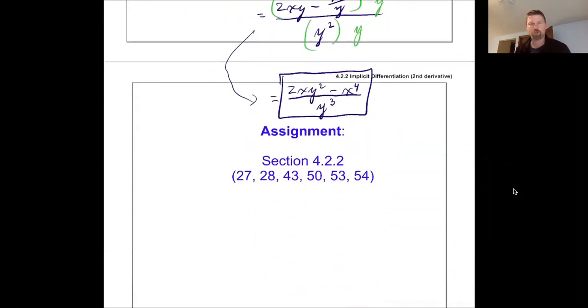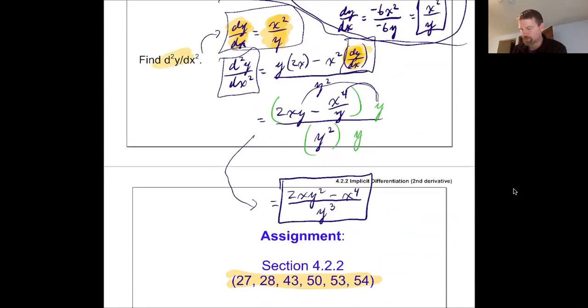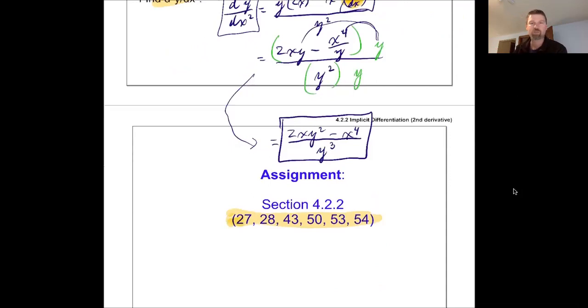Today's assignment is practicing more implicit differentiation, so just those problems. Some of them are going to ask you to find the second derivative, and some of them will have a dy/dx show up in there that you got to substitute. Others of them are just going to be straight up finding implicit differentiation. Same thing you were doing yesterday.